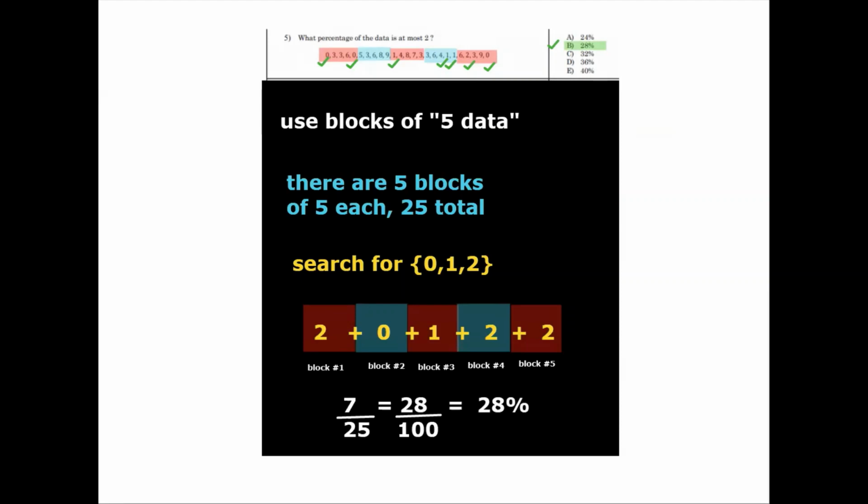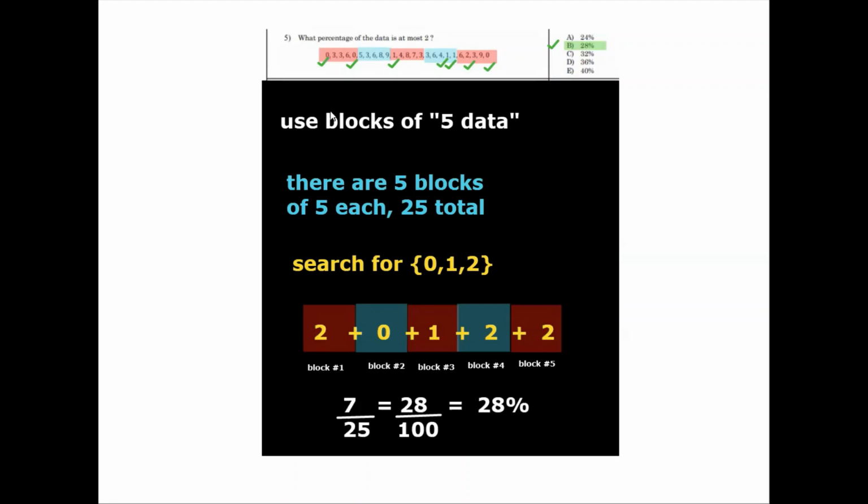So by blocking the data off into these blocks of 5 in alternating colors, we can see that there are 25 data points, no more, no less. And now we're searching for values that are 0, 1, or 2, because these are single-digit values on this data table.